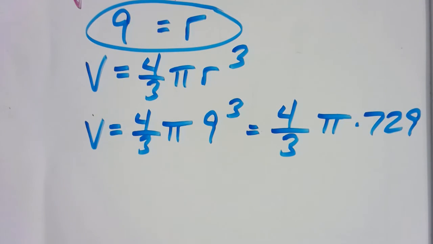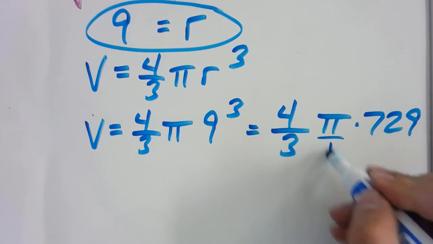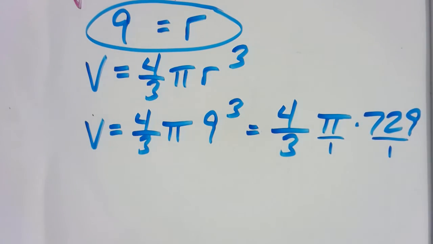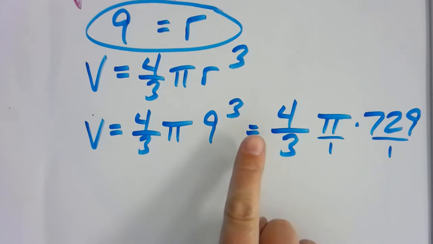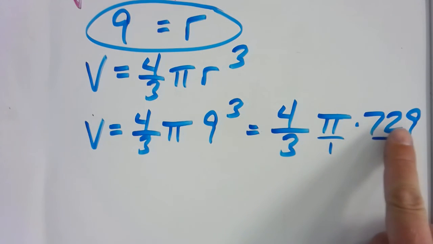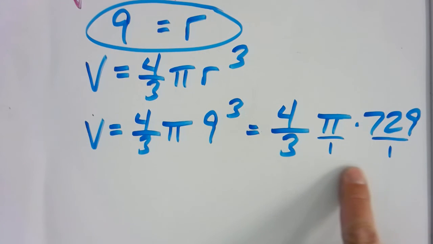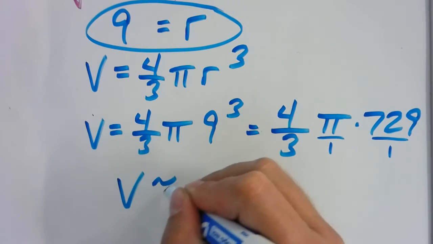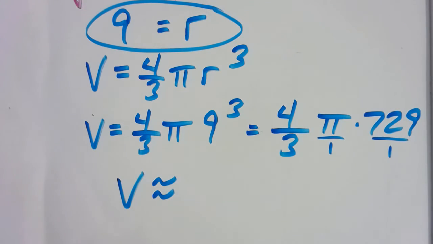At this point, now I'm just multiplying straight across. Technically speaking, pi is over 1. 729 is over 1. I don't need to write that, but that's just to help me realize that I'm just going numerator to numerator to numerator, over denominator to denominator to denominator. So here, I'll be able to just jump to what my final answer is. You'll be asked to round to the nearest 2 decimals or hundredths place.